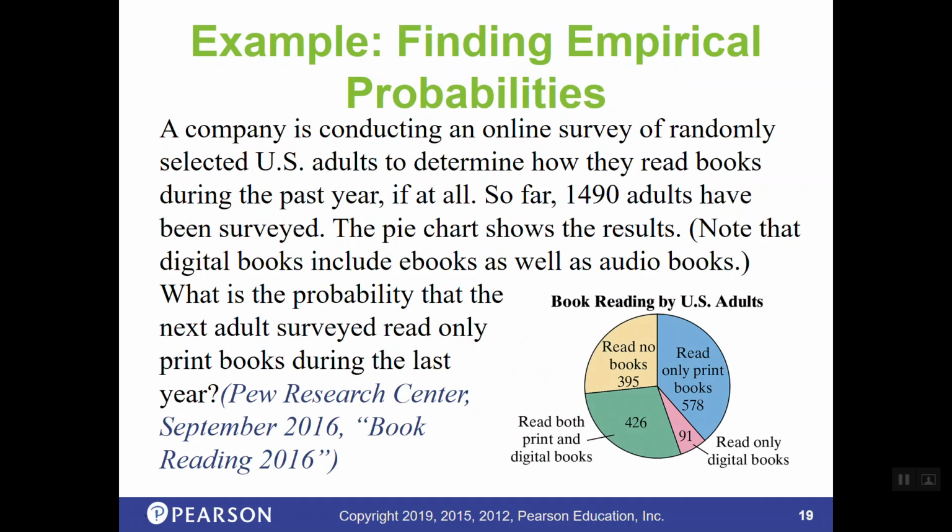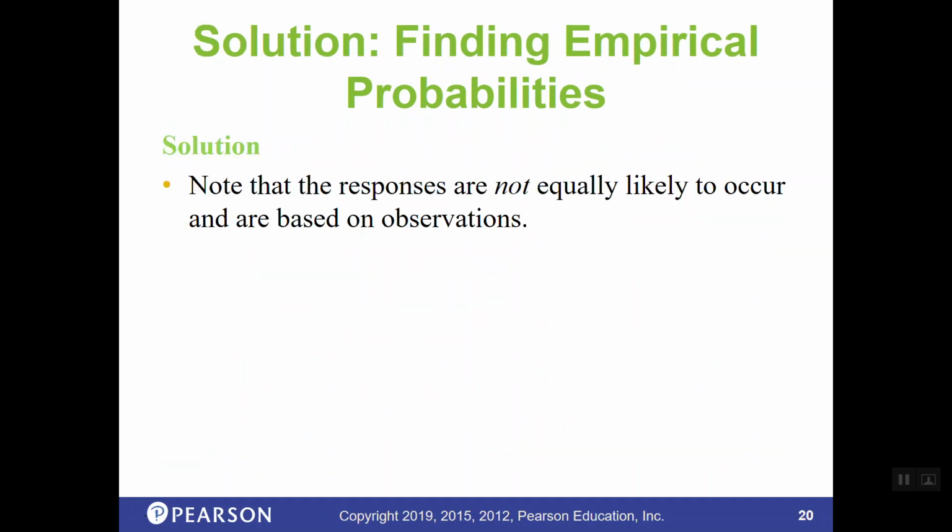And this is based on a Pew Research Center survey from September 2016, Book Reading 2016, in case you want to look it up. Okay, so here we go. We have this pie chart, beautiful colors, by the way. And it is about how many read a book, print, audio, digital. So let's turn to the next page.